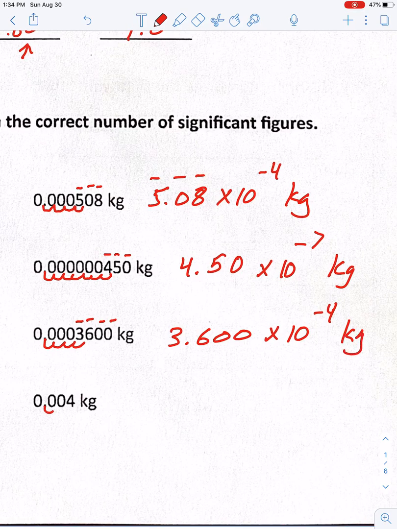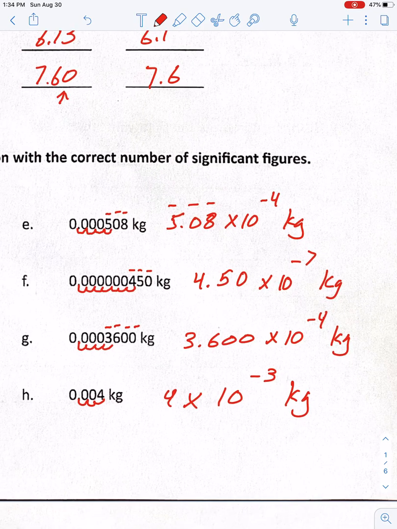Next one, 1, 2, 3. So this is just simply 4 times 10 to the negative 3 kilograms. That is scientific notation.